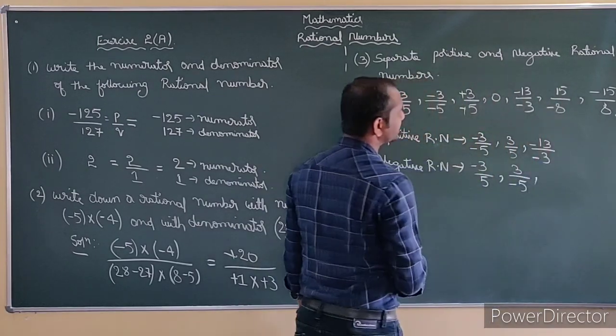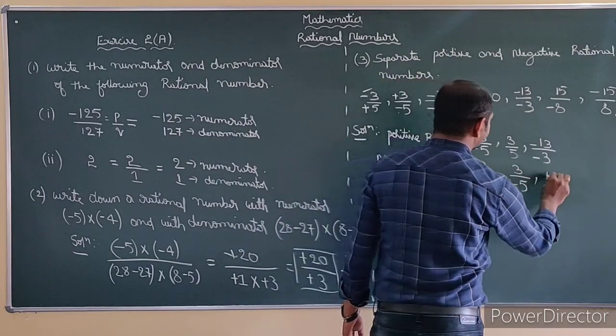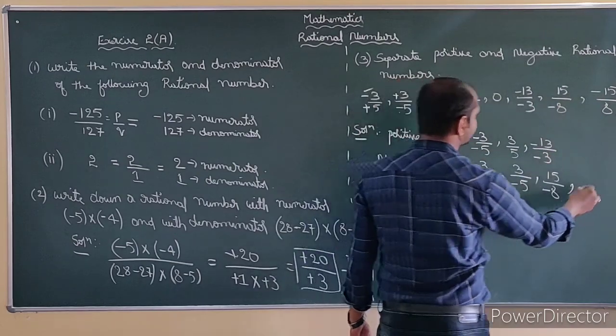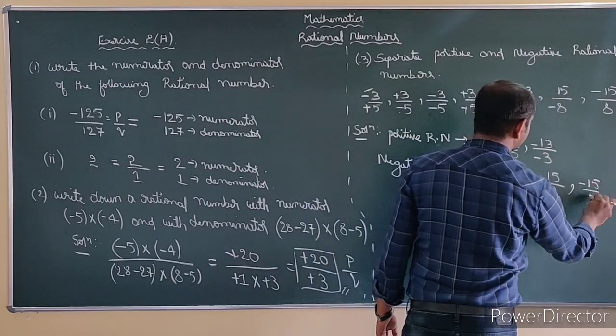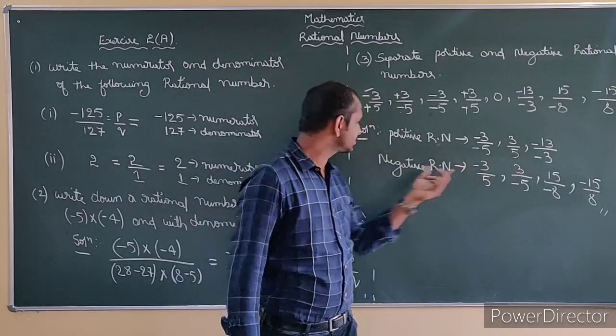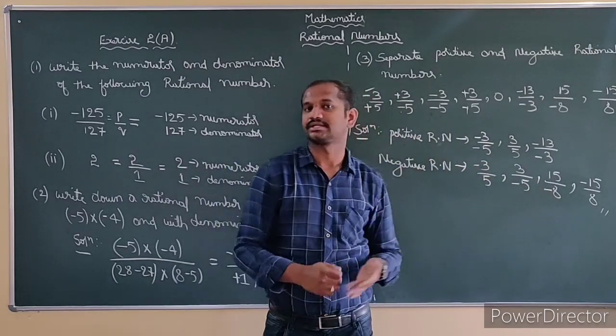Next we have 15 by minus 8. Obviously it is negative. Next we have minus 15 by 8. Even that comes under negative. Understand? So these are the set of positive rational numbers, and these are the set of negative rational numbers.